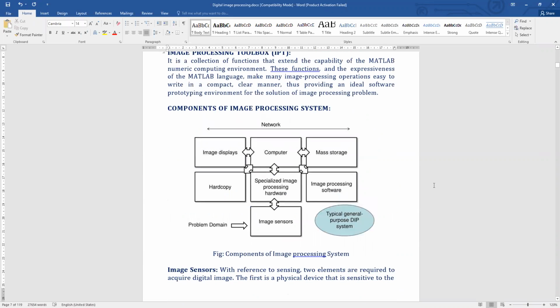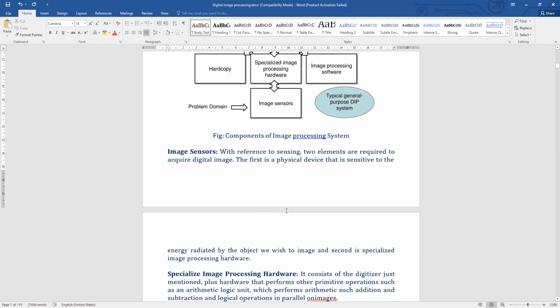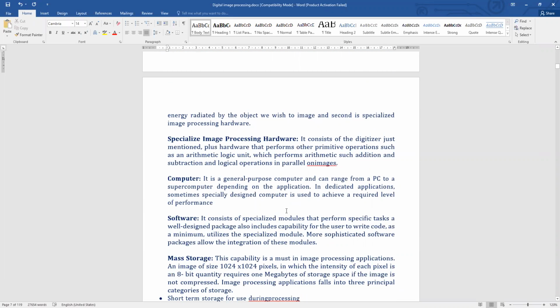First is the image sensor. With reference to sensing, two elements are required to acquire a digital image. The first is a physical device that is sensitive to the energy radiated, which we wish to image. Second is specialized image processing hardware. One is simple and one is specialized, for processing that image.